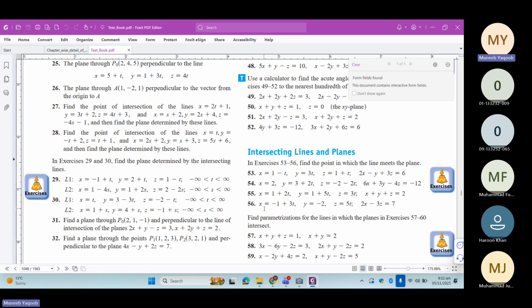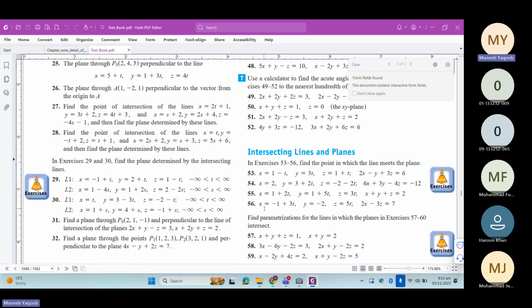In question number 53, we have been given the parametric equation of a straight line, and 2x minus y plus 3z equals 6, which is the equation of a plane. And then they want us to calculate the point of intersection. So how will we find the point of intersection? It's very simple.